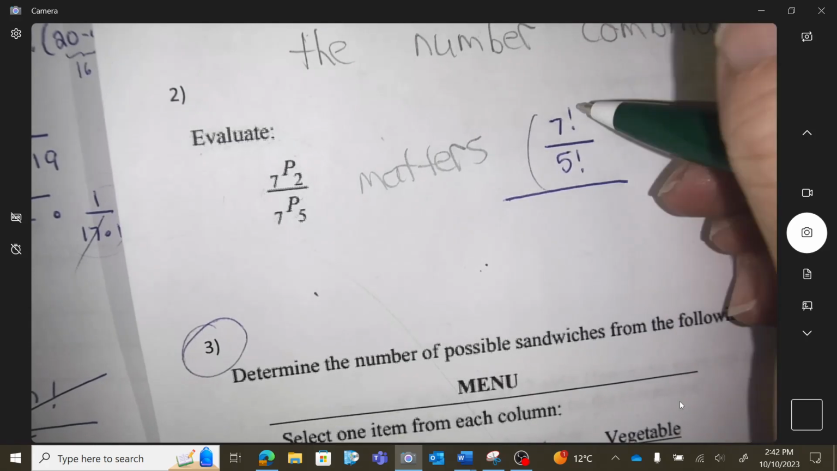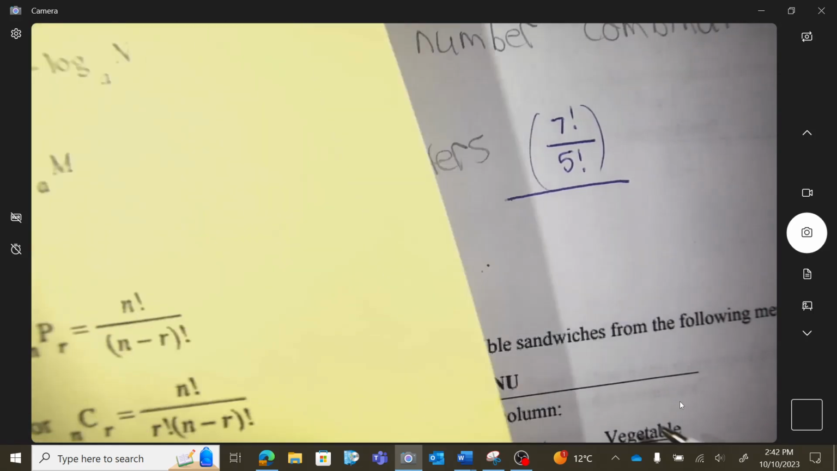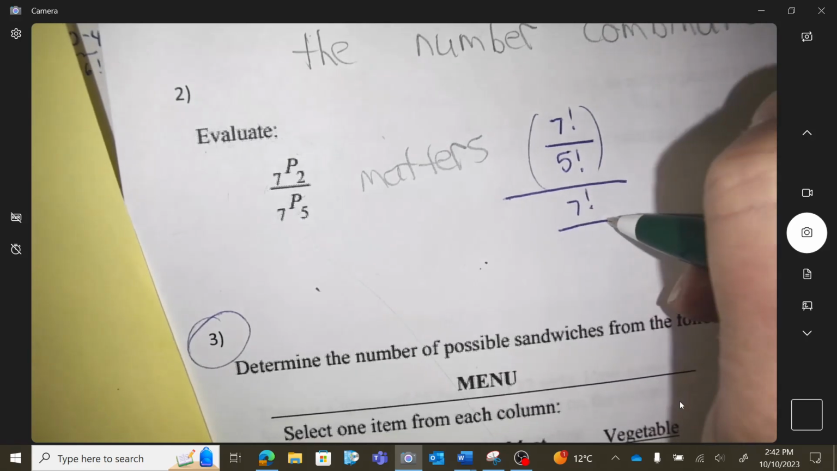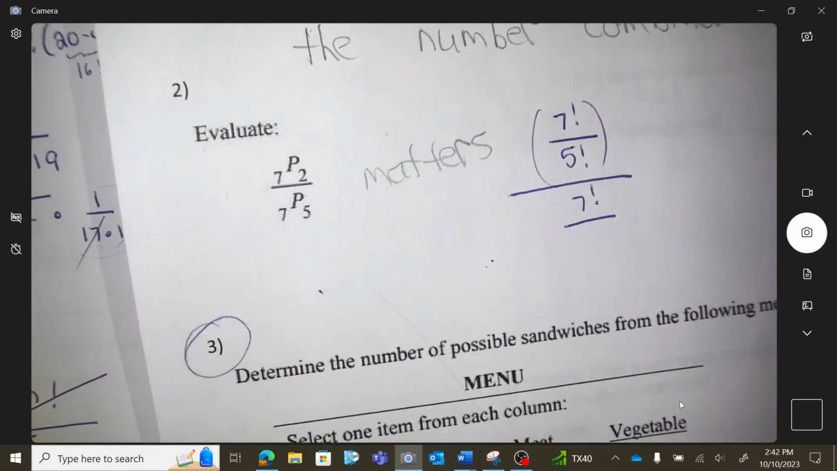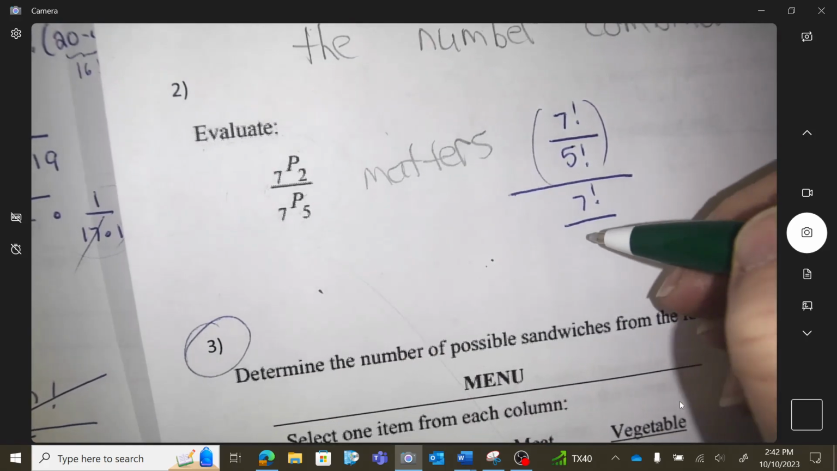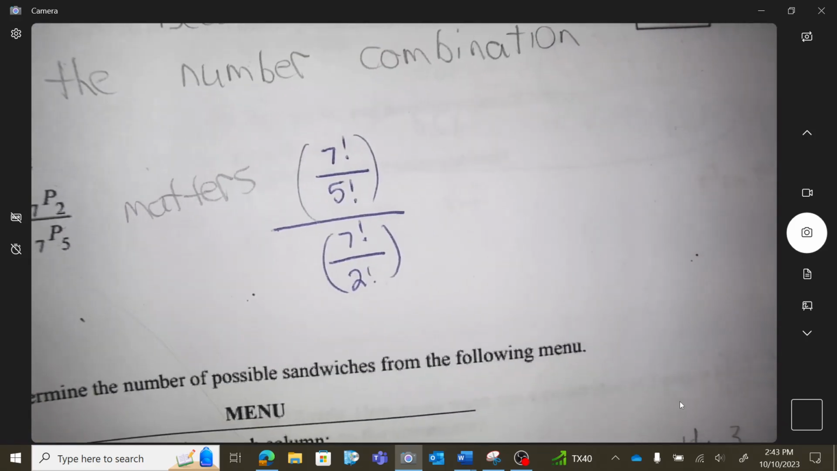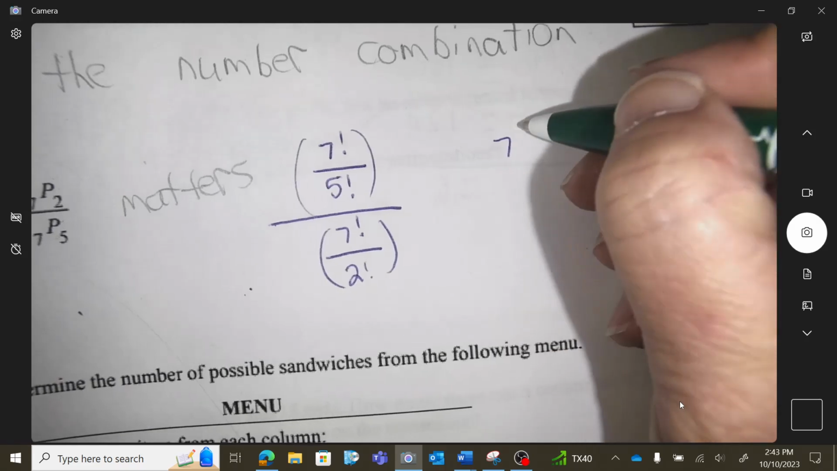Divided by. So that was just the top. What's the formula for the bottom? So n factorial, 7 factorial over, and then subtract. So what's 7 subtract 5? 2 factorial. Okay, then you should do a times flip on this. That would be your next move.